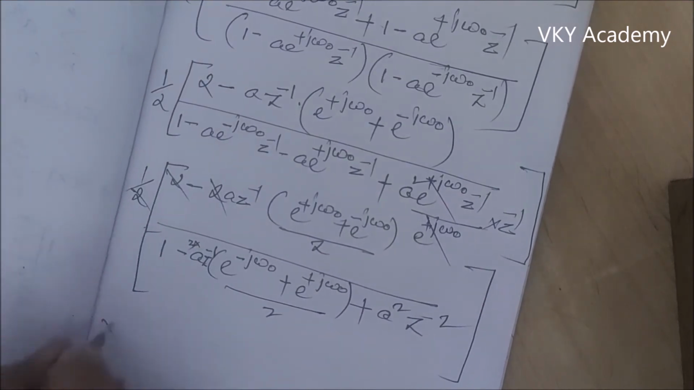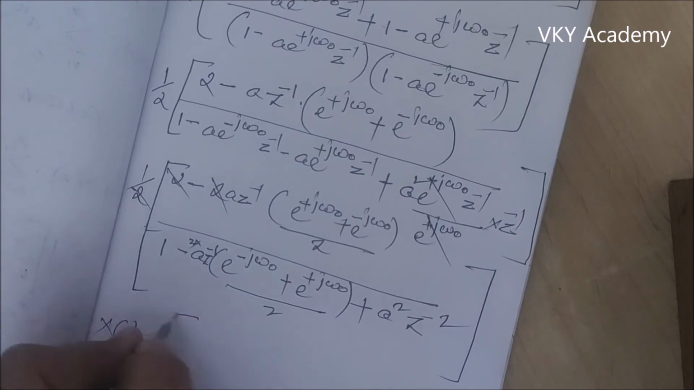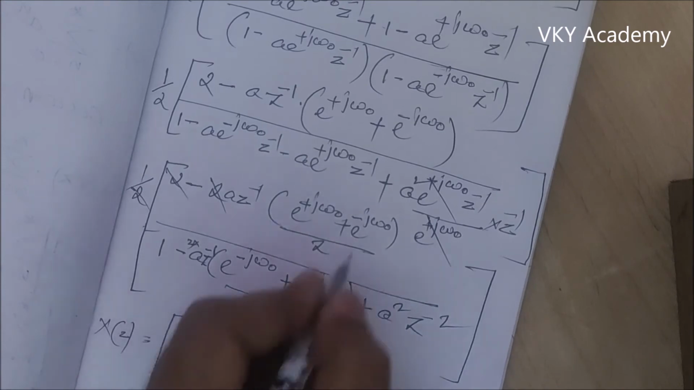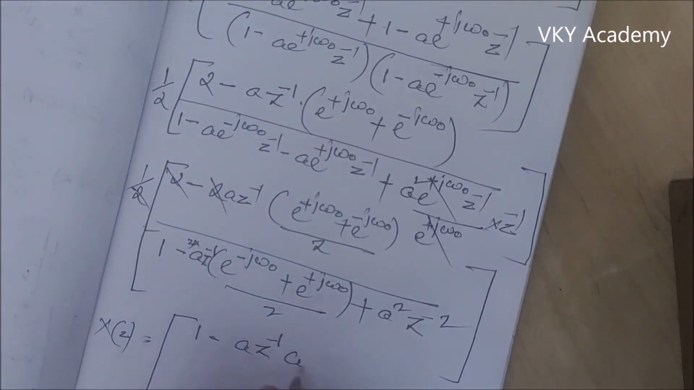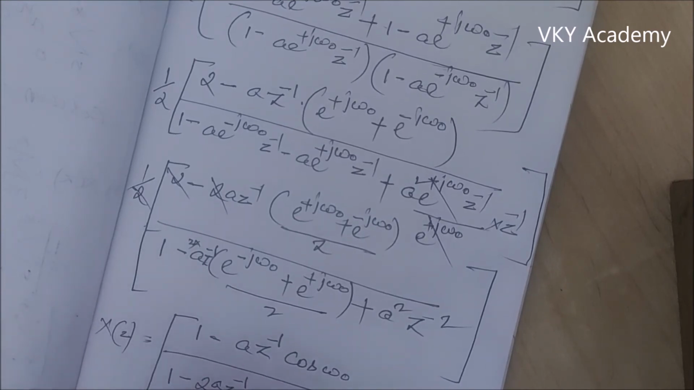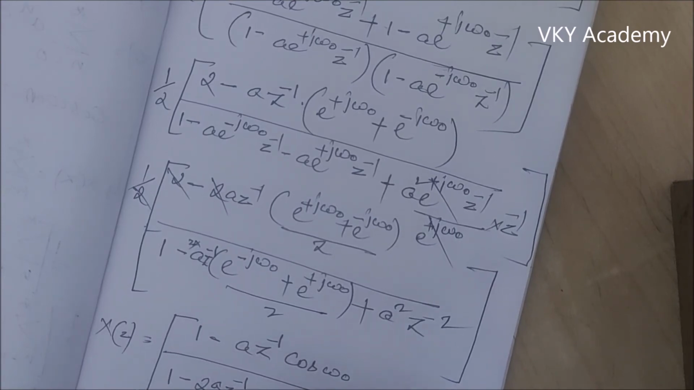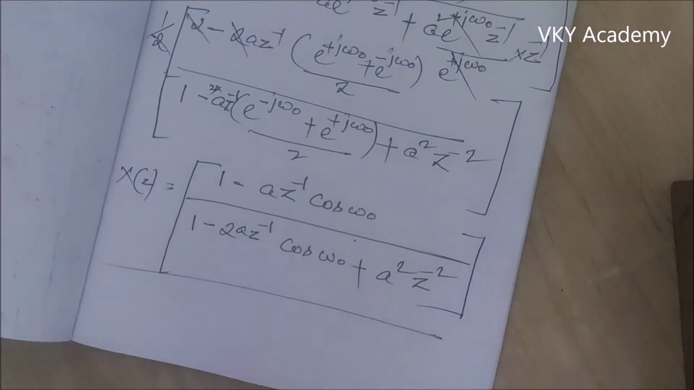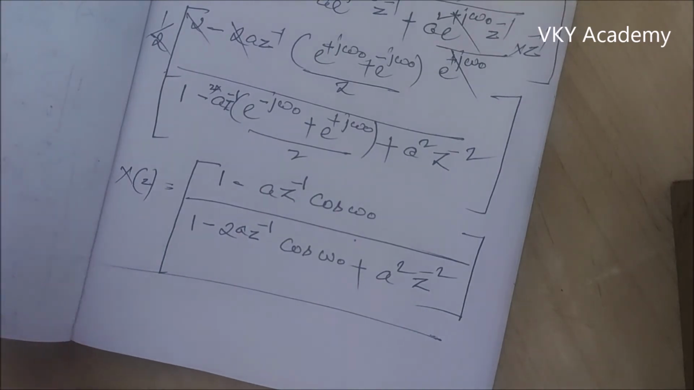The final answer will be x of z is equal to 1 minus a z inverse cos of omega naught whole divided by 1 minus 2 a z inverse cos of omega naught plus a square z to the power minus 2. So this is the Z transform of the discrete time sequence x of n is equal to a to the power n cos omega naught n u of n.